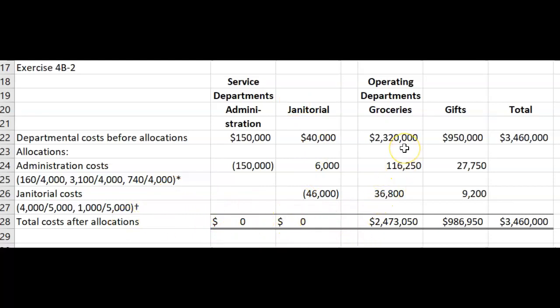And then the operating cost would be their cost plus the allocated cost. So total cost after allocation is $2,473,050 for groceries, and gifts would be their departmental cost plus their allocated cost, which is $986,950.